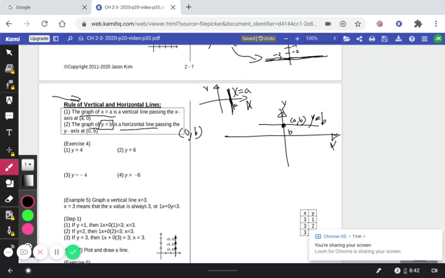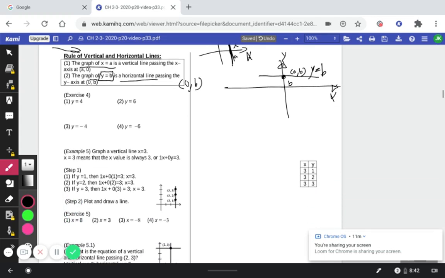So let's look at some x values. So here, graph a vertical line x equals 3. X equals 3 means, like this table, when y equals 1, x equals 3. When y equals 2, x equals 3. When y equals 3, x is 3. So x is always 3.